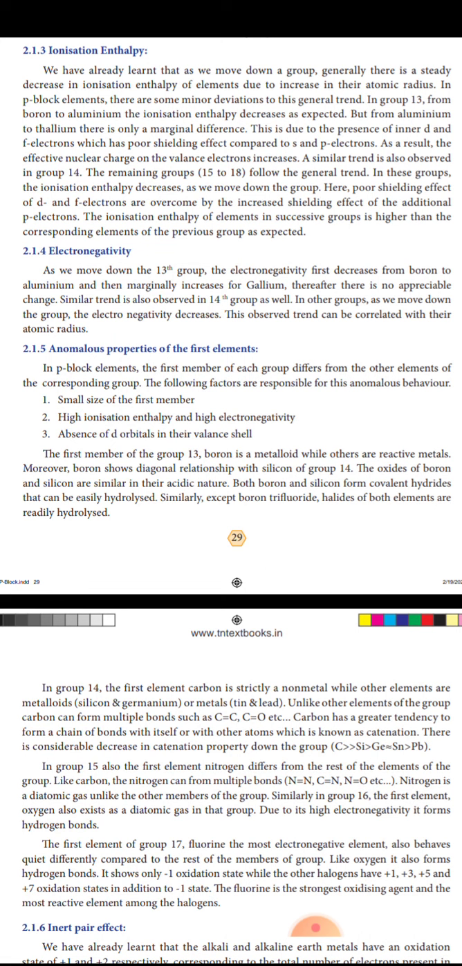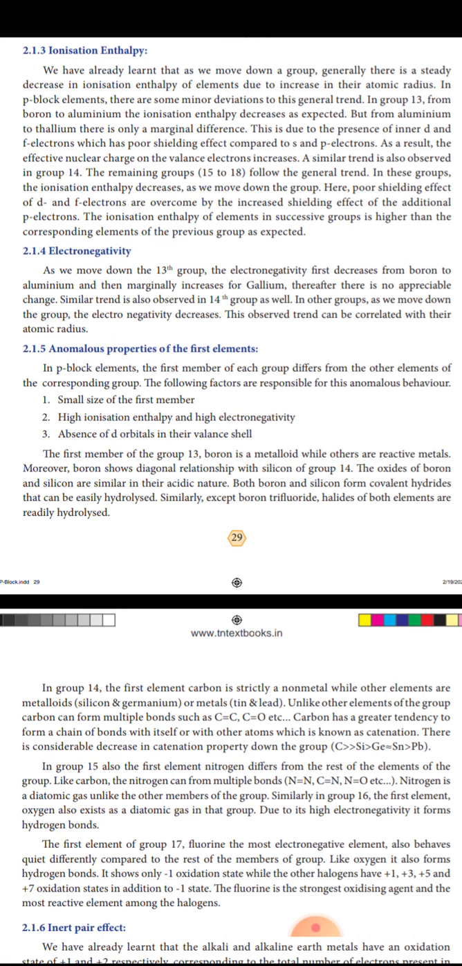First one is general electronic configuration and oxidation state. The second one is metallic nature. The third one is ionization enthalpy or ionization potential. Fourth one is electronegativity. Now we go to study ionization enthalpy.